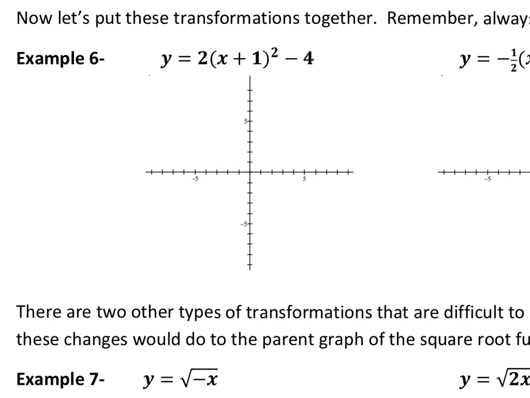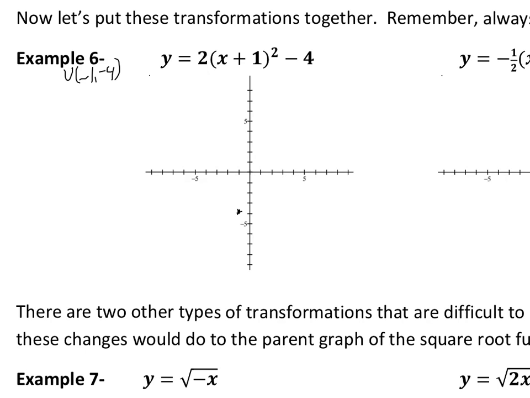Now we're going to put these transformations together. So we find our vertex first, and then we're going to shift it, or stretch it, or plot our points. So in this problem here, where's our vertex? How is this shifted? It's shifted to the left 1 and down 4. So where's our vertex then? At negative 1, negative 4. Does everybody understand that? Because that's huge. Are we good? Okay. So negative 1, negative 4.